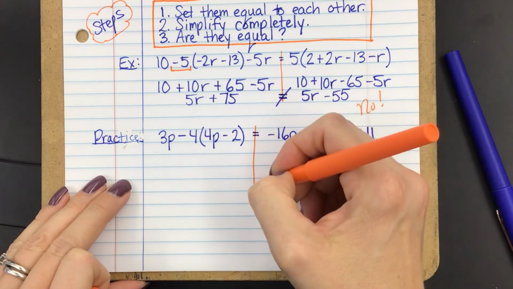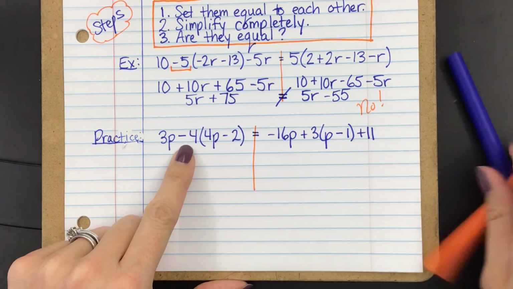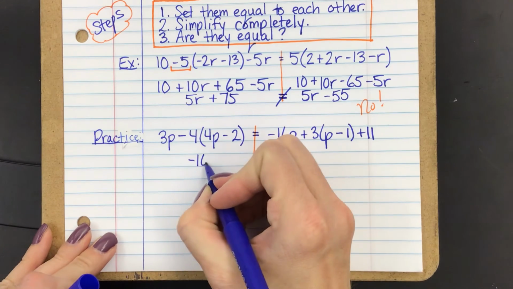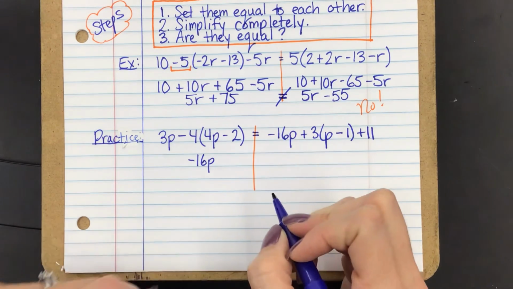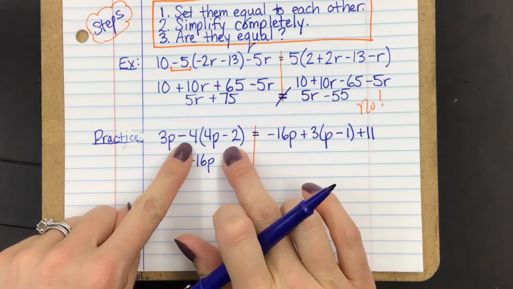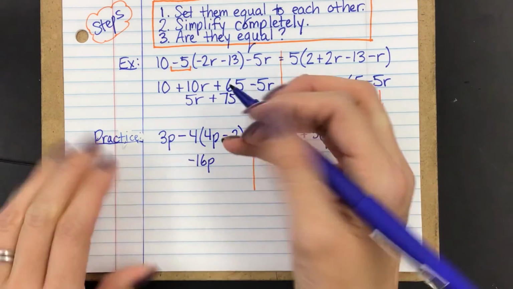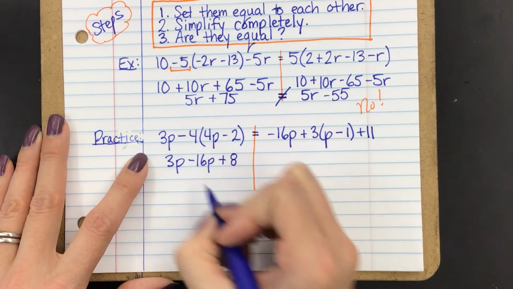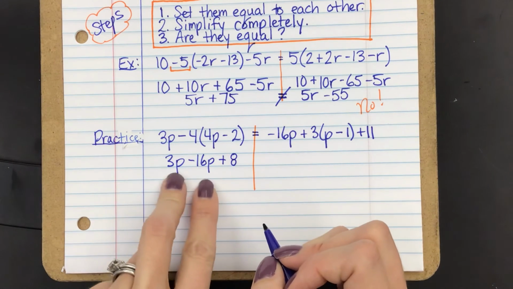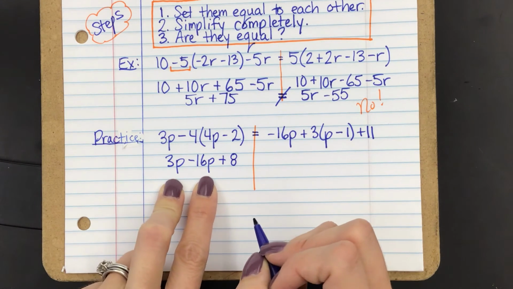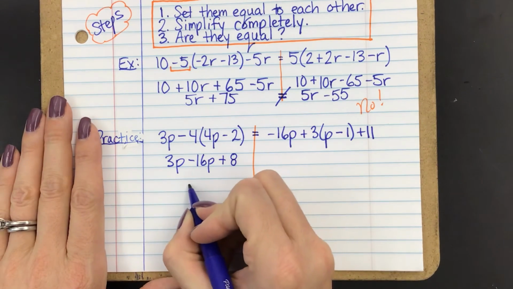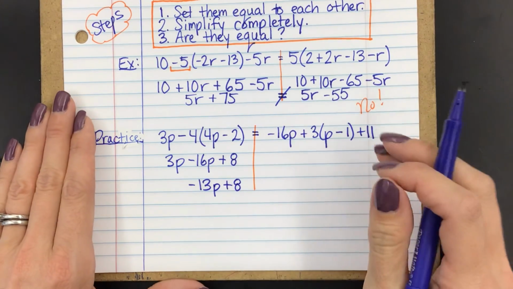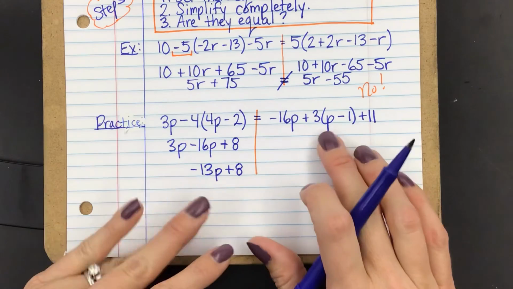I'm going to divide this out. Okay. So I'm going to distribute first. So this will be negative 4 times 4p is negative 16p. And then negative 4 times negative 2 will be a positive 8. But I can't forget about that first term. Let's bring that down. And then I can combine like terms right here. So this is 3p and negative 16p. So this should be negative 13p plus 8. So that's that side.